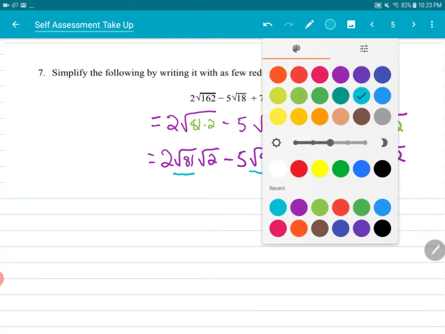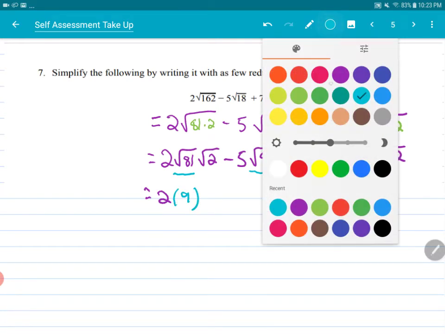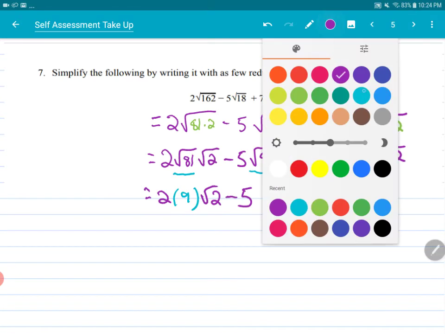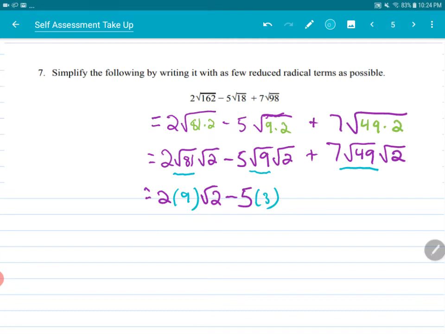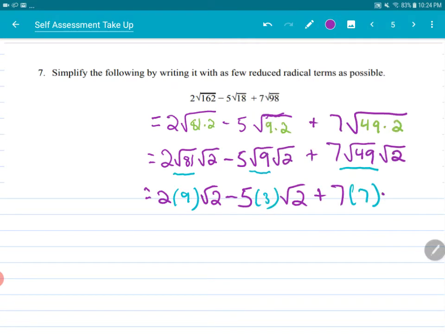So we're making it smaller. Is root 2 a nice number? No. If you put that in your calculator, it's a nasty decimal. So we're just going to leave it as exact as possible. So this now becomes 2 times 9 times root 2 minus 5 times 3 times root 2 plus 7 times 7 times root 2. So all we did was just make it more simplified.